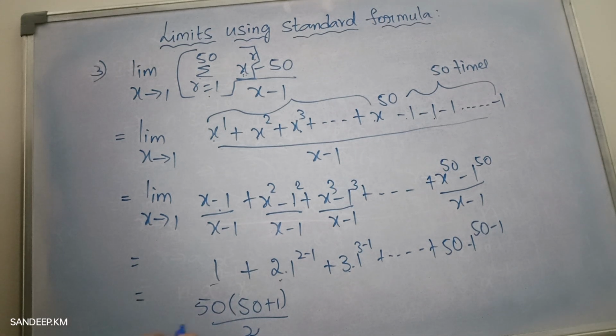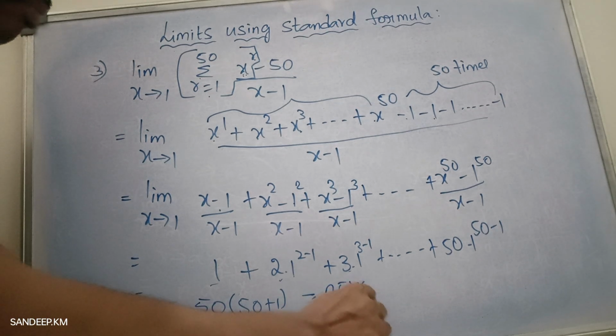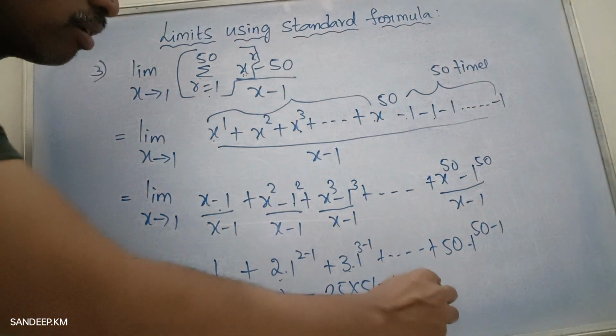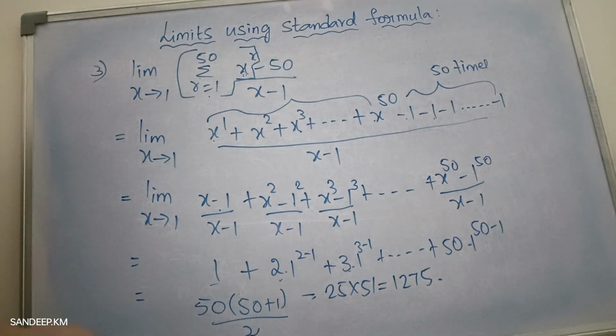So the answer is what? 50 into 51 by 2. We can calculate and write the answer. 2 ones are 2, 25s are... so 25 times 51. Okay, now I think it is 1275. Okay, we'll go with the next question.